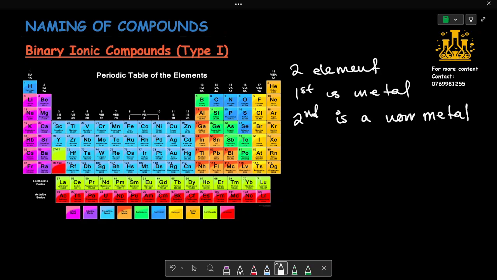But we are looking at binary ionic compounds of type 1. When we say binary ionic compounds of type 1, what we mean is the metal is either coming from group 1 or group 2 of the periodic table, or if it is not coming from group 1 or group 2, it should be silver, zinc, or aluminum.